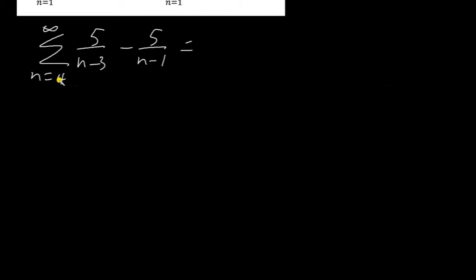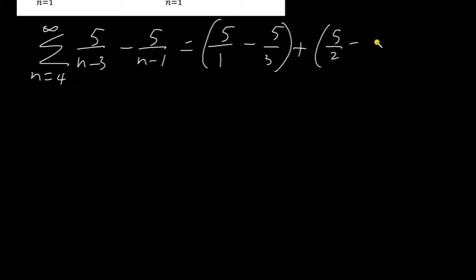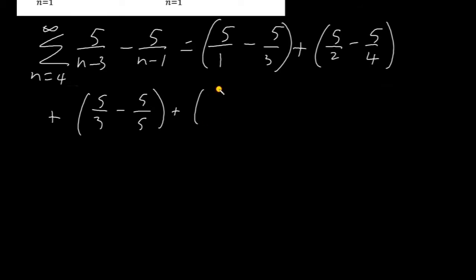So we start by plugging in n equals 4 into each of these, and we'll get 5 over 1 minus 5 over 3. And now you're just going to have to watch me do a bunch of pretty simple stuff here. 5 over 2, 5 over 4. You'll notice there's a pattern, right? The denominators are growing at a consistent rate. Minus 5 over 5, plus 5 over 4 minus 5 over 6.